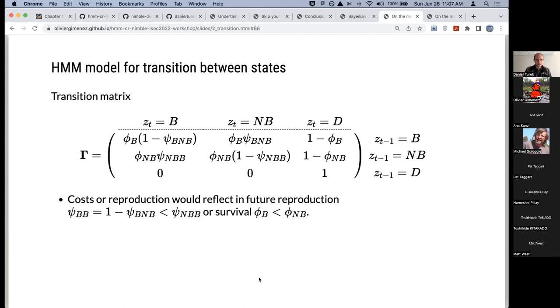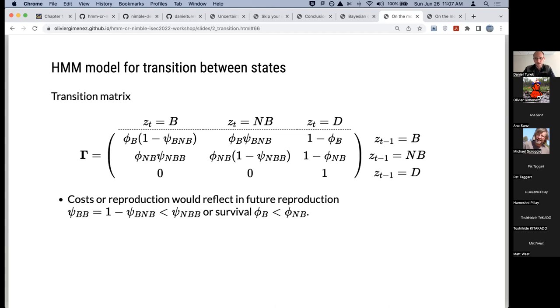And here indeed is our transition matrix, the gamma matrix, which again should feel very similar to you. These transitions, for example, psi BNB, represent the transition between a breeding state in one time period and a non-breeding state in the next time period. And these rows here represent, in the previous time period, a breeder, and a non-breeder for the second row, and the columns represent, in the next time period, either breeding, not breeding, or in fact dead.